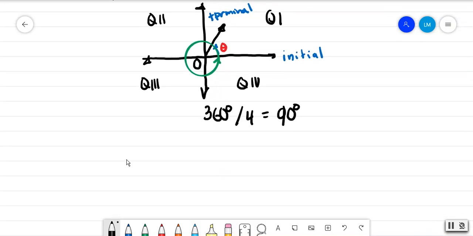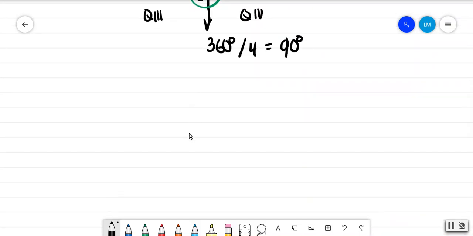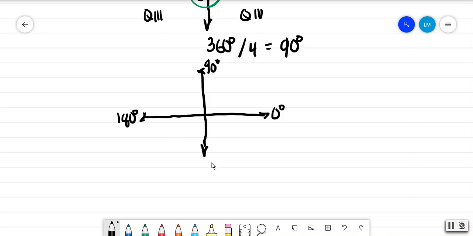So what that means is that you can redraw your quadrants and label them appropriately. With that, this would be 0, then this would be 90, then this would be 180, and then this would be 270 degrees. But if you come back around, let's say you went around one whole time, then that implies that you went 360 degrees. So you can put 360 right there.